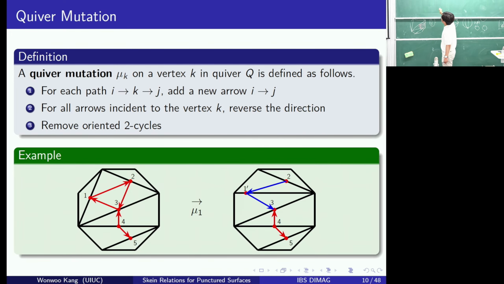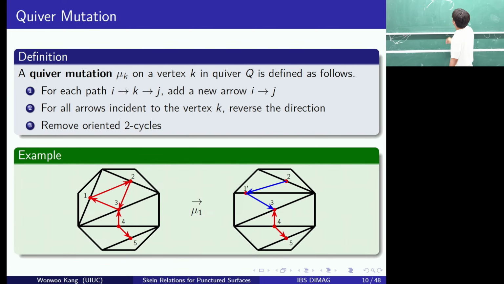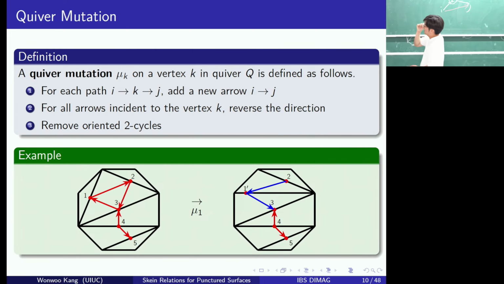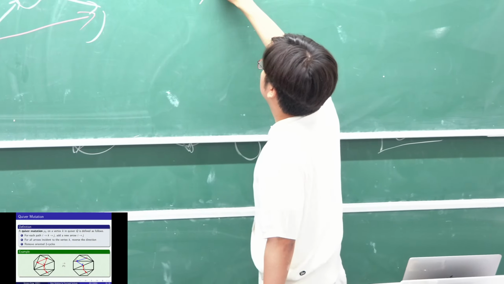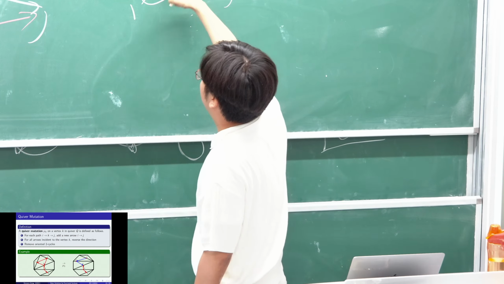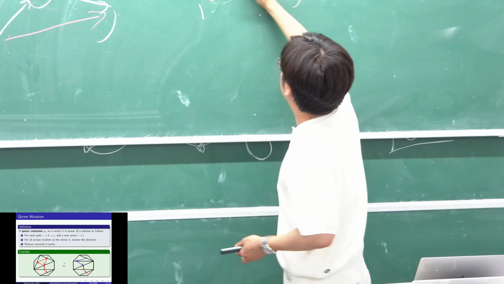So what does it mean? It means that if I have i to k and k to j, and if I have flipped k here, I am getting a new arrow from i to j. And second, for all arrows incident to the vertex k, reverse the direction. So what does it mean? In this case, the first setup was this, but I'm reversing all the arrows that are adjacent to k. So these should be this, and this should be this.